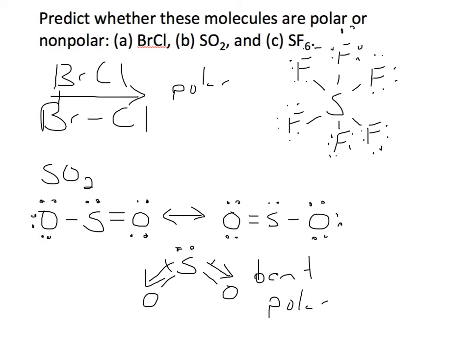Now each of these fluorines, since it's the most electronegative atom, is pulling the electron towards the fluorine from the sulfur. But what you'll notice is that the molecular geometry is octahedral, and because of that, each of these are pulling equally, since we have all fluorines attached. And so since the bond dipoles are going to cancel, we have a non-polar.